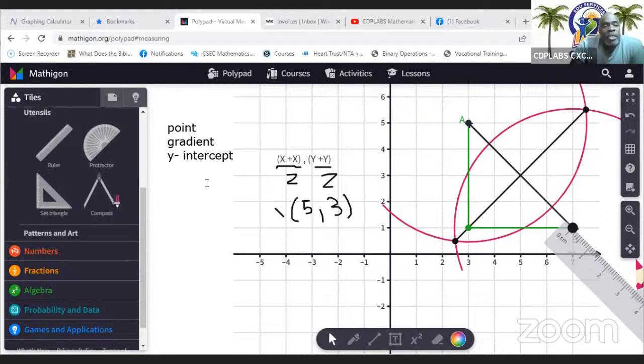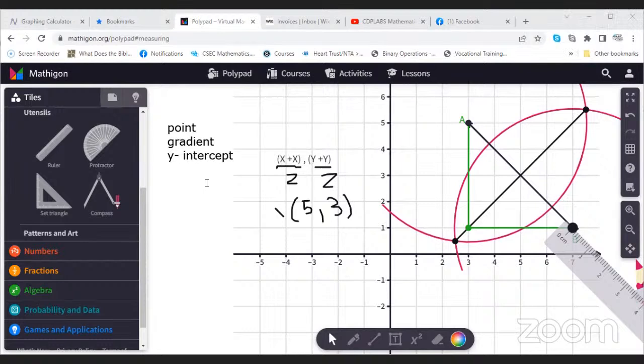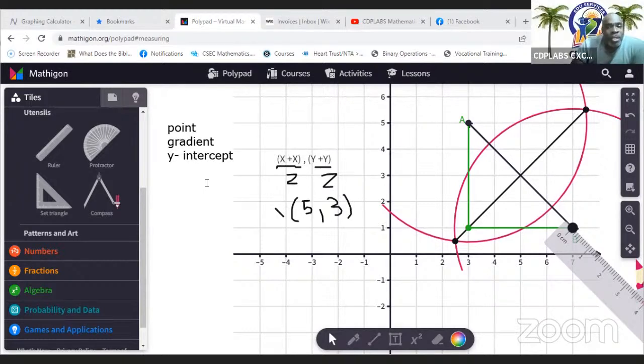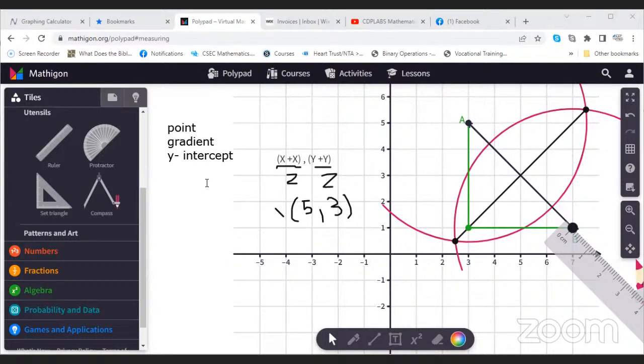Now I'm saying in order to come up with the equation of a line, you have to have at least one point. You have to have the gradient of the line. You have to have the y-intercept. The y-intercept is where the line cuts across the axis. You got that?